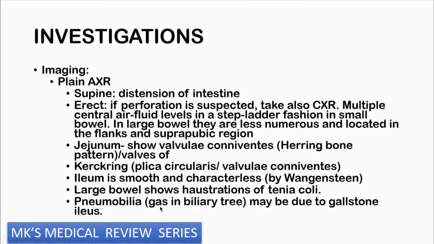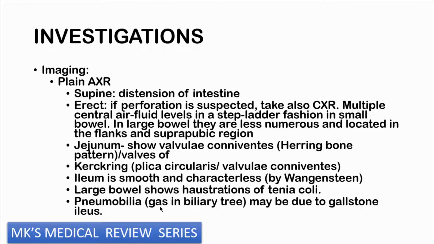Some investigations that we may do. So we want to do some imaging. So we want to do a plain abdominal x-ray. So we're going to be doing two types of x-rays. We're going to be doing a supine x-ray where a patient is lying flat, which is obviously going to show abdominal distension, or rather intestinal distension. And then you also do an erect x-ray.